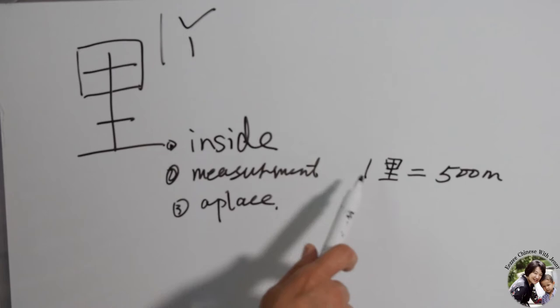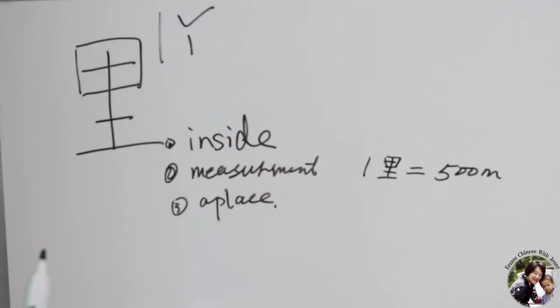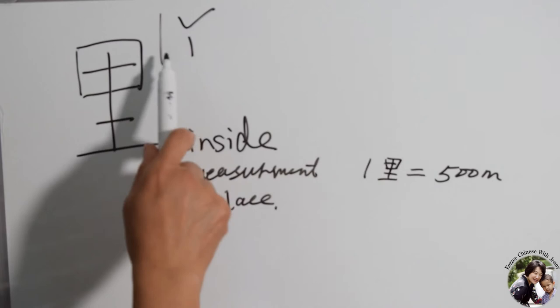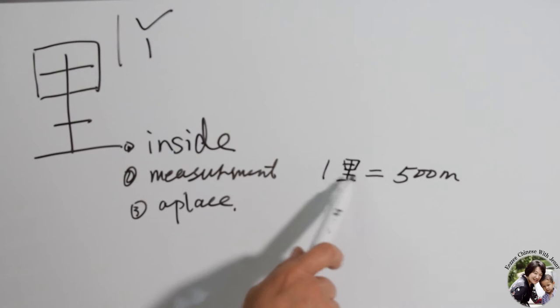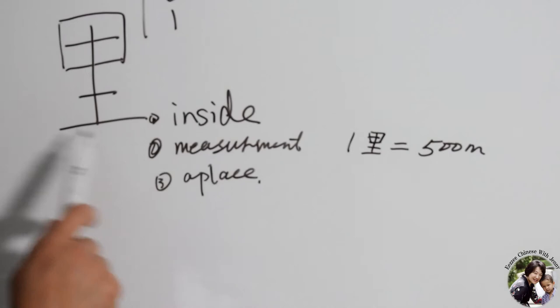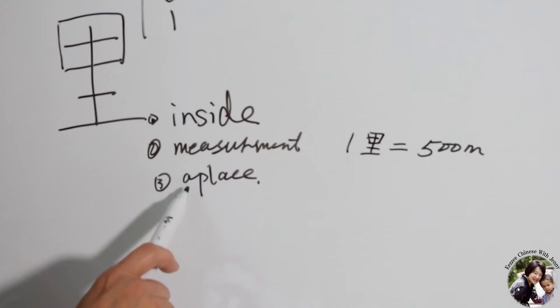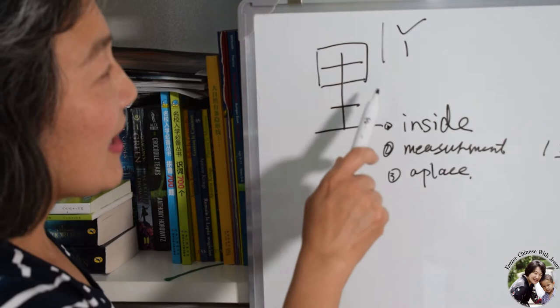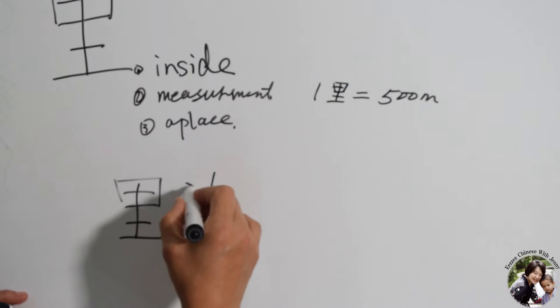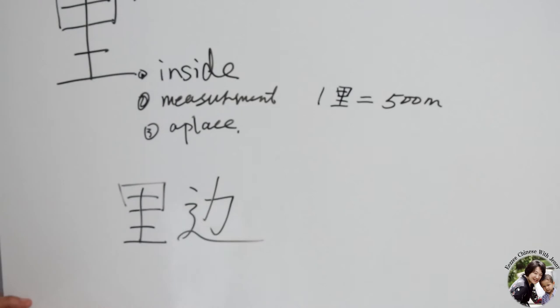Chinese like to use one 里, the pronunciation is lǐ, third tone. One 里 equals 500 meters, and also means a place for people gathering and living together. Currently, in many cities, even in Shanghai, in some places, the address has this character also. 里, the third tone, means inside. 里边 means inside, 边 side, 里 put together means inside.